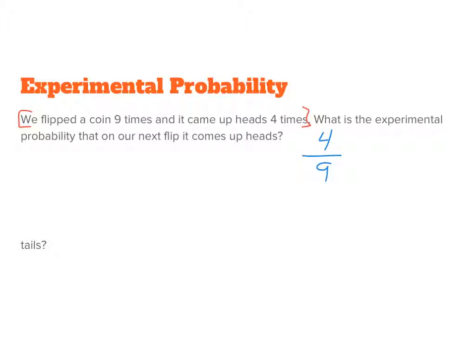For the number of tails, well, if it was heads 4 times out of 9, it would be tails 5 times out of 9. So the experimental probability of getting tails would be 5 out of 9.